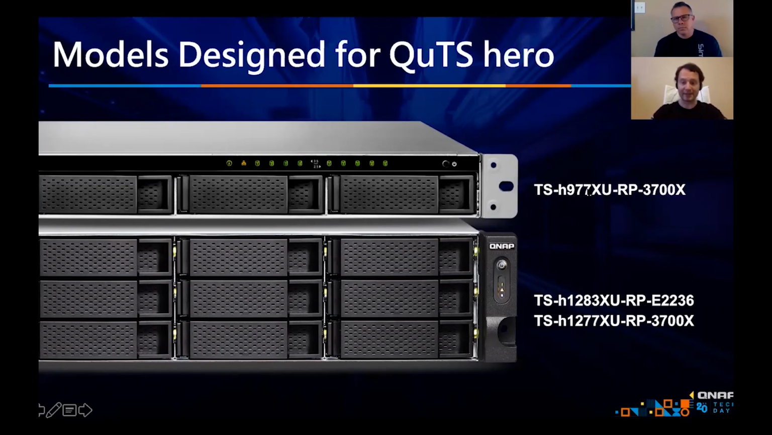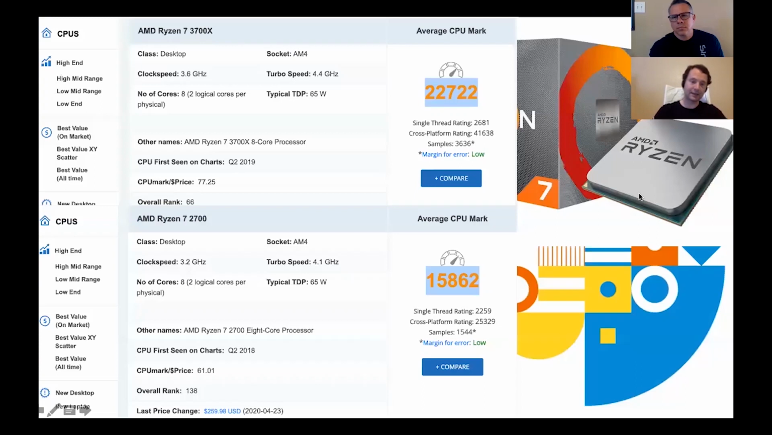And then for the 77 series, we have upped it to the 3rd gen Ryzen. That means Zen 2 architecture, pretty substantial upgrade. And to compare the two, our current Ryzen 7 NAS is the Ryzen 2700, and it's a powerful NAS with a very respectable PassMark of about 15,000. But when you go up to the 3700X, you go up to more than 22,000. So that's a pretty substantial jump when you go to the QTS Hero NAS.